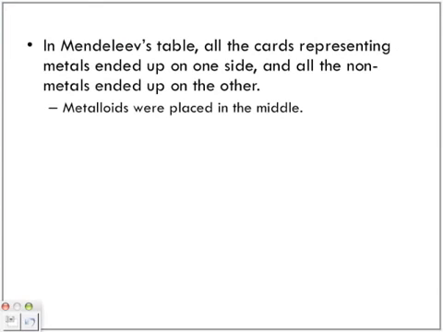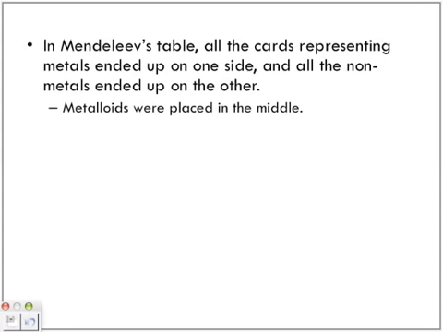In Mendeleev's table, all the cards representing metals ended up on one side, and all the non-metals ended up on the other. He placed the metalloids in the middle, just like we see in our modern periodic table. So very similar. That's how it's slowly coming into play. He goes, okay, all the metals we're going to put on this side, all the non-metals we're going to put on the other side. Well, we've got these others that are similar to both. We're going to put those in the middle. That's where I think they belong.